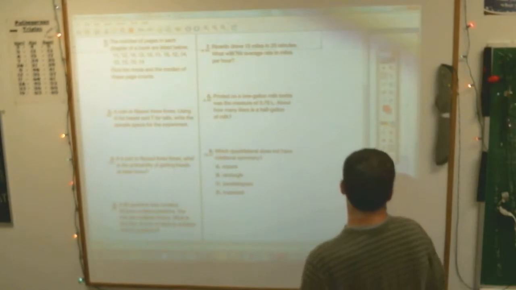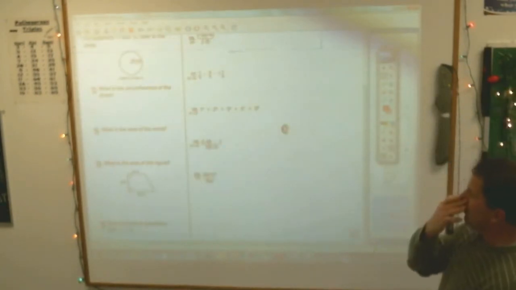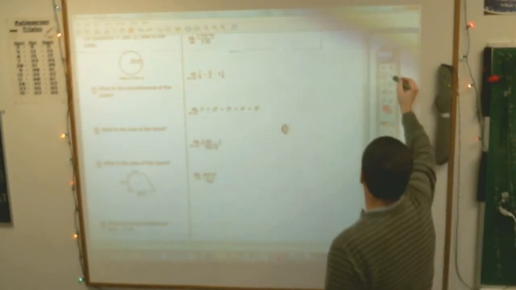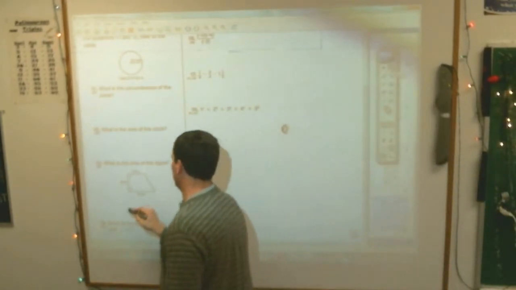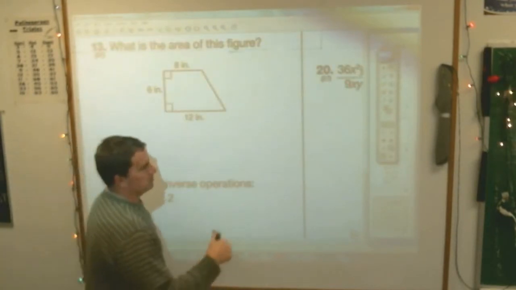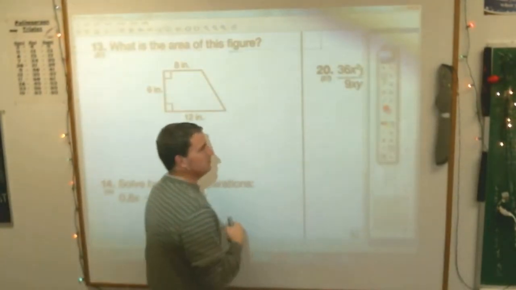How come I don't get 14? So 14, solve by inverse operations. Don't be fooled by the wording of that. Solving by inverse operations is just how we've been told. That means don't solve by inspection, but actually do the problem.